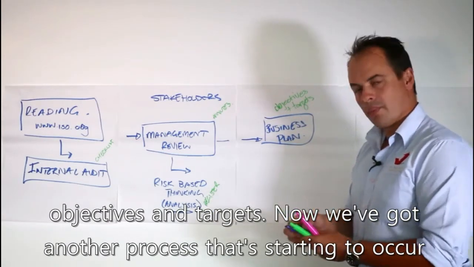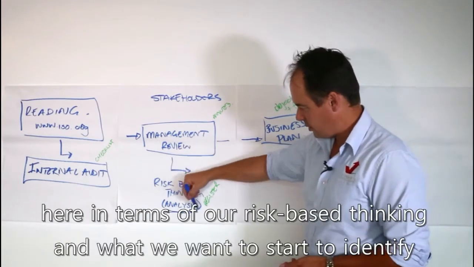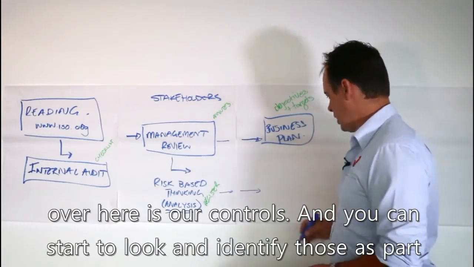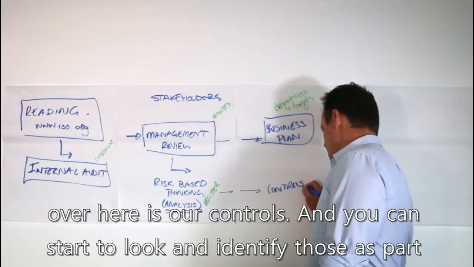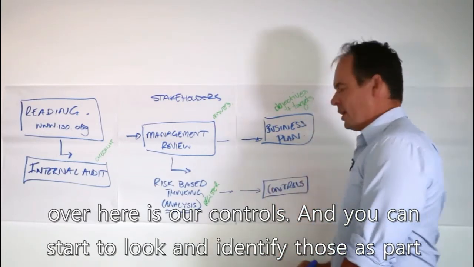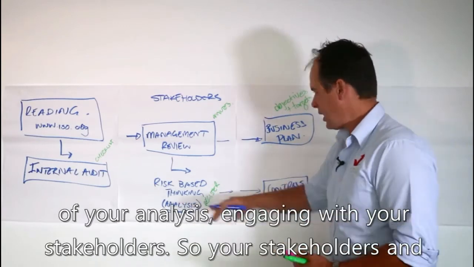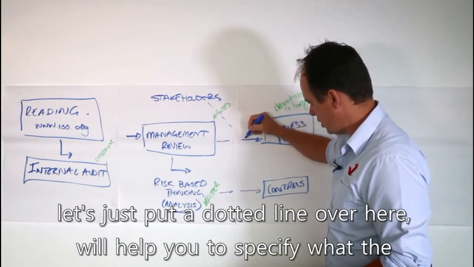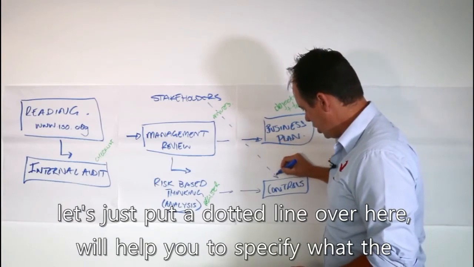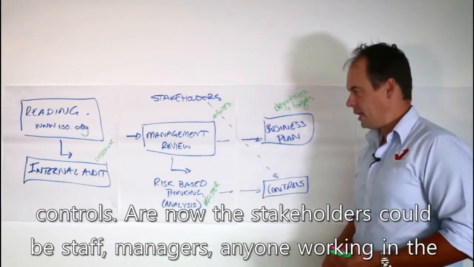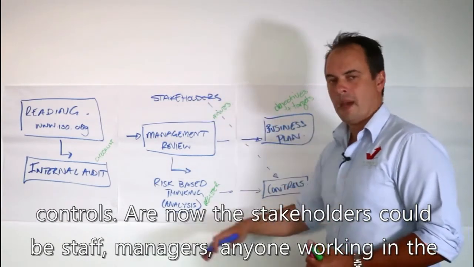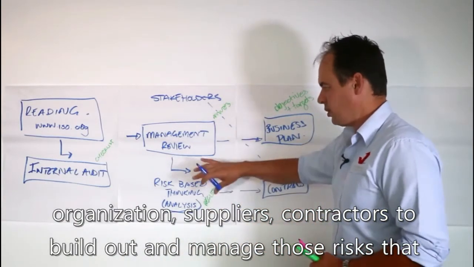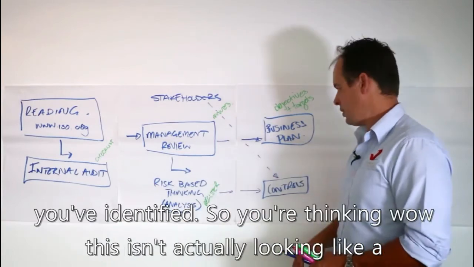Now we've got another process that's starting to occur over here in terms of our risk-based thinking, and what we want to start to identify over here is our controls. And you can start to look and identify those as part of your analysis, engaging with your stakeholders. So your stakeholders, and let's just put a dotted line over here, will help you to specify what the controls are. Now the stakeholders could be staff, managers, anyone working in the organisation, suppliers, contractors, to build out and manage those risks that you've identified.